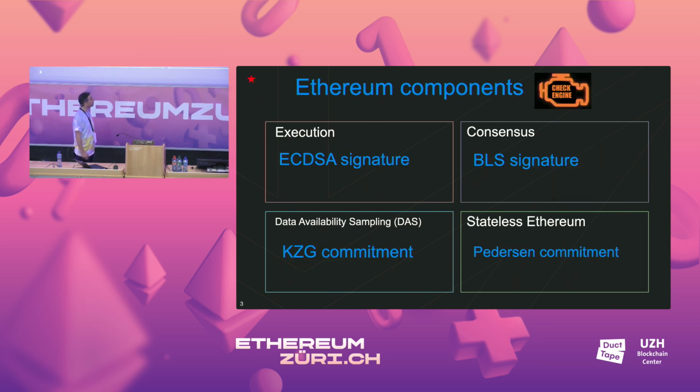Now, if we want to see inside the engine of this area of Ethereum, we have this fourth part, which is cryptography. So what is the cryptography behind any of these components? Behind the execution layer, there is something called ECDSA signatures, the same one that Bitcoin uses, by the way. Behind the consensus, we have another really nice piece of math called BLS signatures. And behind data availability sampling, we have something called KZG commitments. You don't need to know what it means, I'm just putting some names here. We'll see shortly why they're all here. And behind stateless Ethereum, there's something called Pedersen commitments.